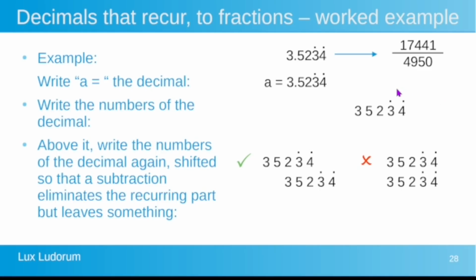3.5234, and the 2 dots over the 3 and the 4 show that the 3 and the 4 repeat indefinitely. So in reality, this is 3.5234343434, and so on, never ending. To convert that into a fraction, we first write A equals whatever we were given.